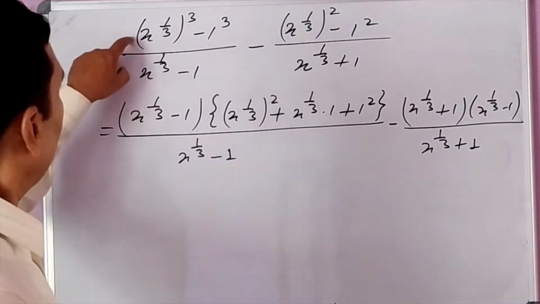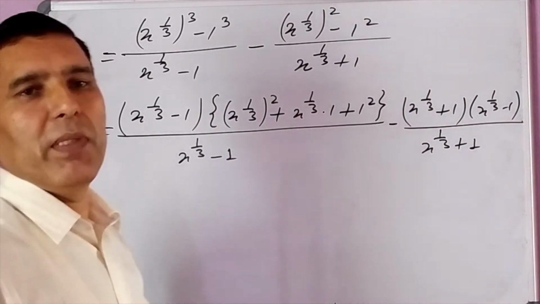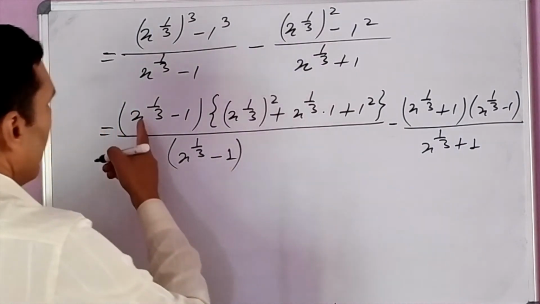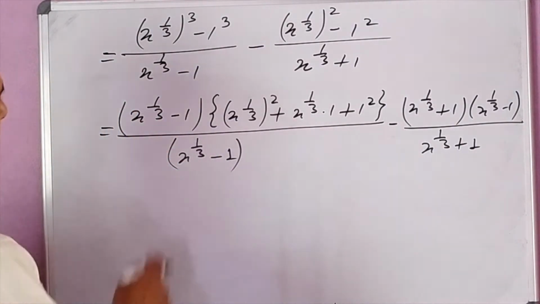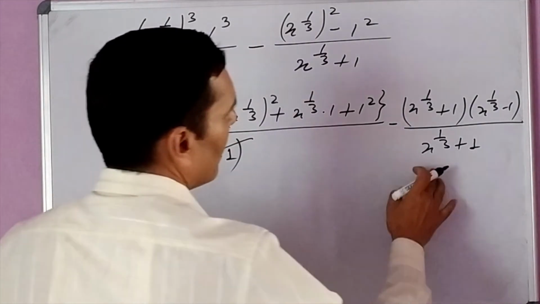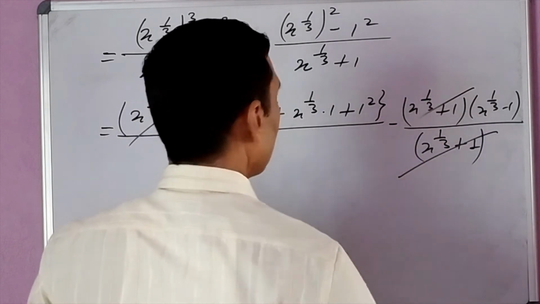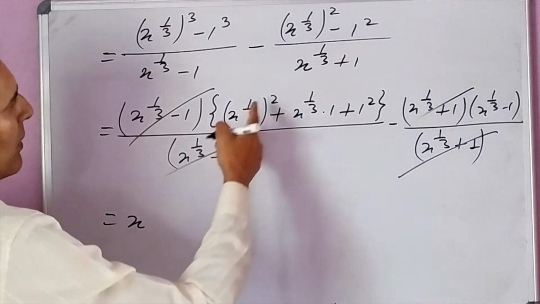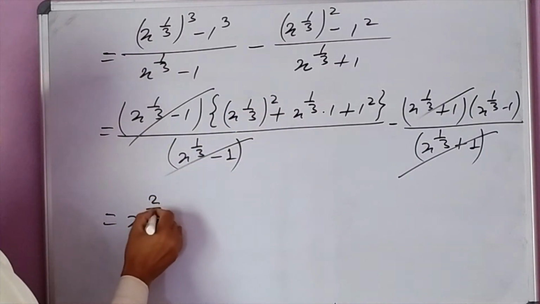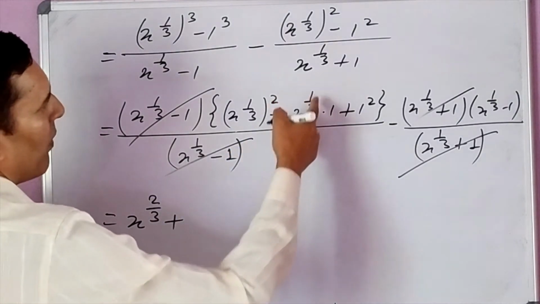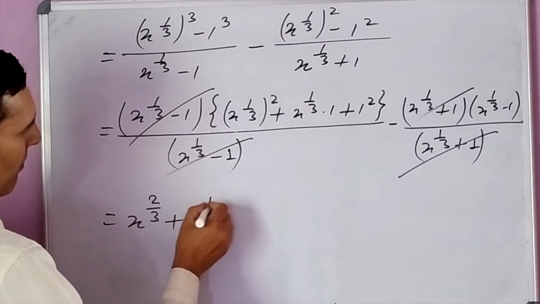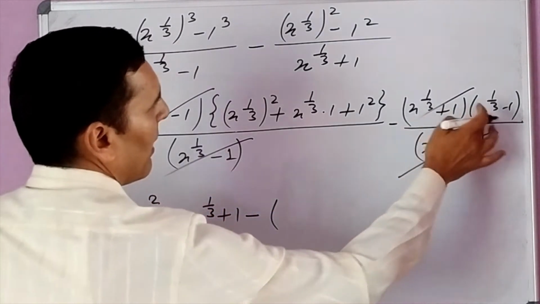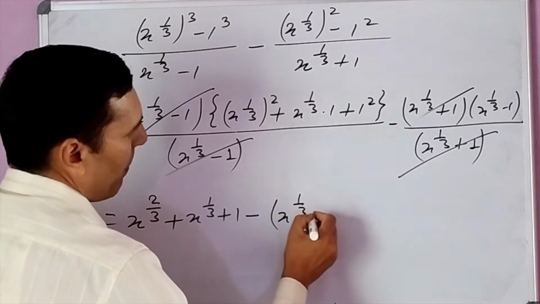After using the formula of a³ minus b³ in the first numerator and a² minus b² in the second numerator, we get one factor the same in numerator and denominator. That x to the power 1 by 3 minus 1 is cancelled in numerator and denominator. Here x to the power 1 by 3 plus 1 is also cancelled. So what is remaining there? x to the power 1 by 3 into 2, that is 2 upon 3, x to the power 2 upon 3, plus x to the power 1 by 3 into 1, that is x to the power 1 by 3, plus 1. We don't have the denominator. Now in the second bracket, what is remaining there? x to the power 1 by 3 minus 1.